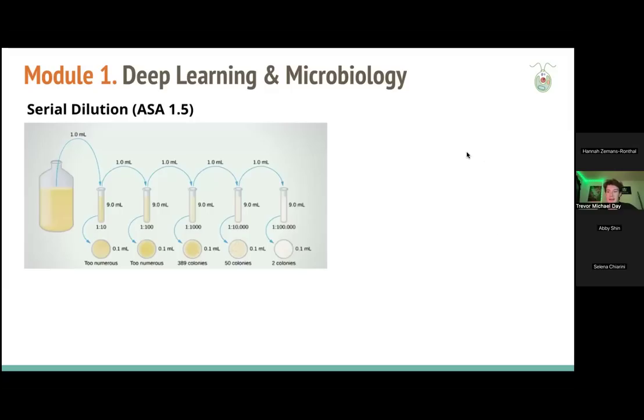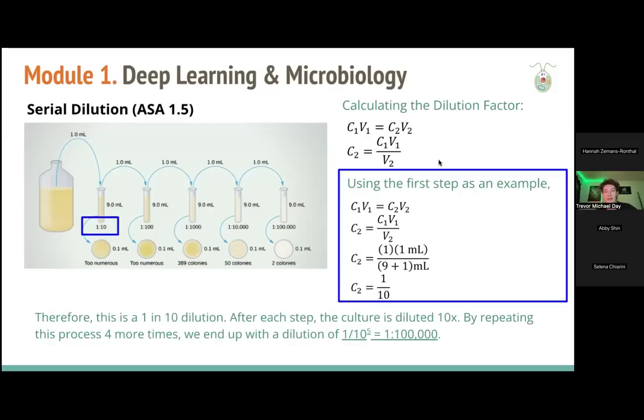So you can see in the graphic on the left side of your screen, this is an example of a serial dilution scheme in which we are diluting the sample. We would say we're diluting 1 in 10. Now, what does that mean, 1 in 10? Well, when I say we're diluting a sample 1 in 10, we're talking about our dilution factor. And as you can see now on the right side of the screen, we are often asked to calculate the dilution factor for a specific dilution that we performed.